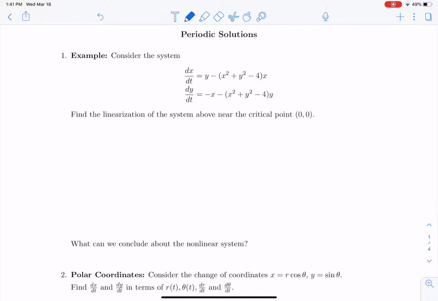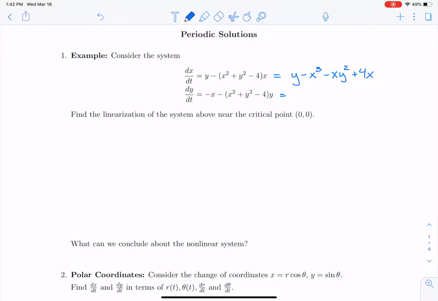Let's begin with the following system for x and y. I would like to analyze the equilibrium point (0, 0), so I'm going to find the linearization of the system near that point. I'm going to have to take derivatives, so I'm going to simplify these equations so that dx/dt is equal to y minus x cubed minus xy squared plus 4x.